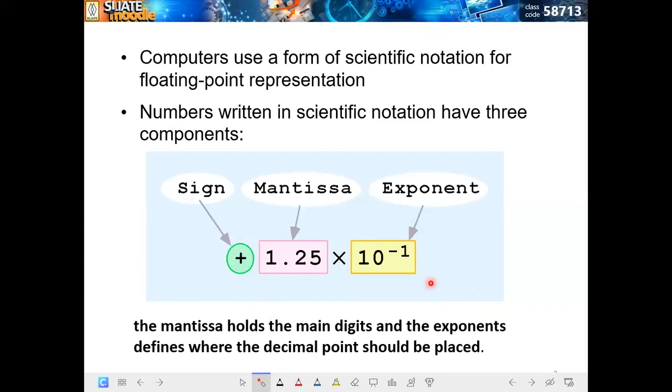There are three parts. One is this one we call the whole part. Right? This is the decimal point. And this is the fractional part.